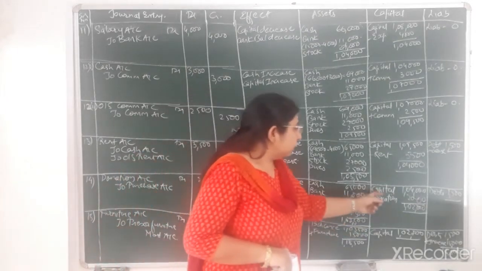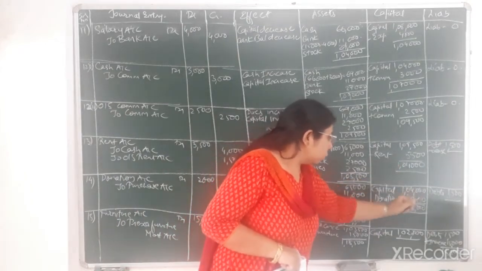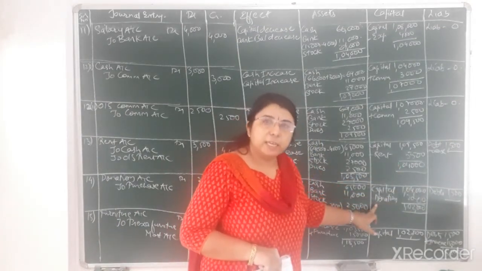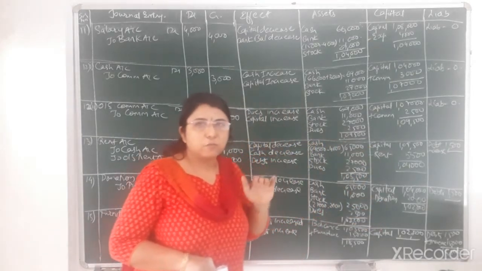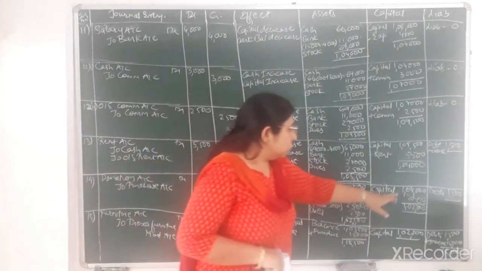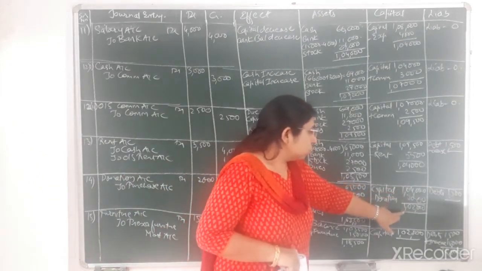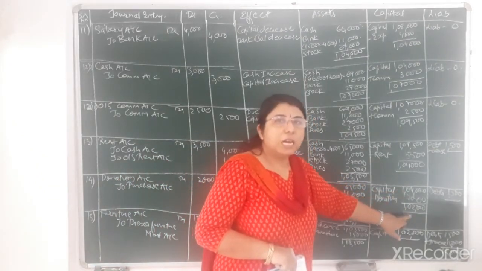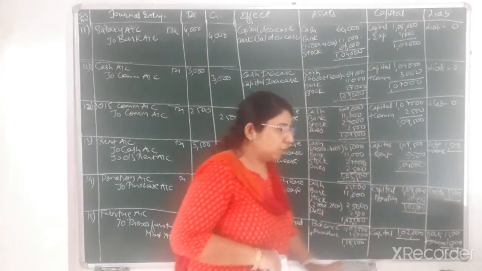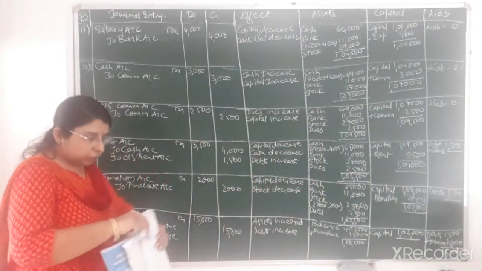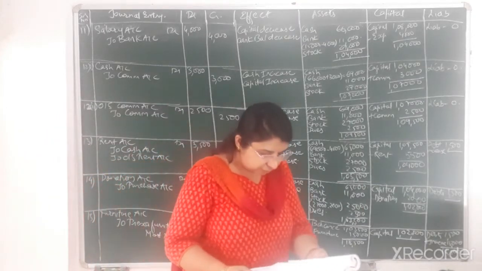Now in case of capital, the balance was 1,04,000. Now donation is one kind of expense. So due to expense, we have to deduct from the capital, that much amount of balance of capital will be reduced. So 1,04,000 minus 2,000, the remaining balance of capital would be 1,02,000. In case of debts, there is no change, so as it is, 1,500. So students, we have completed the 14th transaction. Now moving on to the 15th transaction.